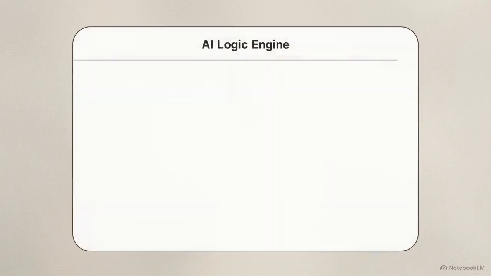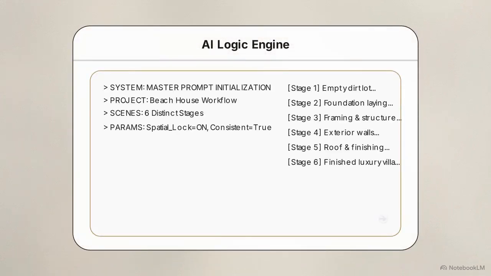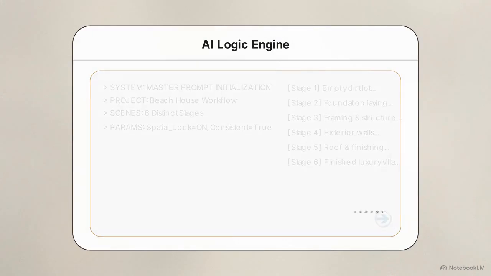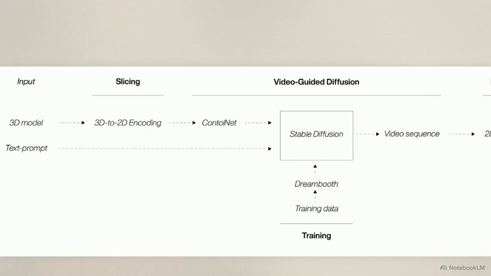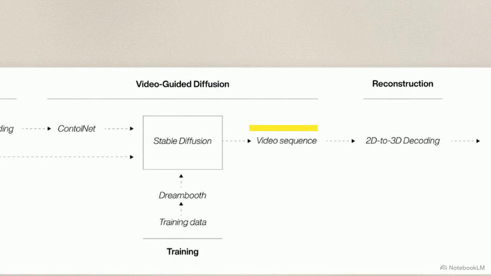We begin by initializing a plan. Paste the master prompt into ChatGPT to set up the structured workflow for our beach house project. This flowchart shows the stages from initial information slicing to final video-guided diffusion. We generate 6 distinct scenes, moving from an empty site to a finished roof.